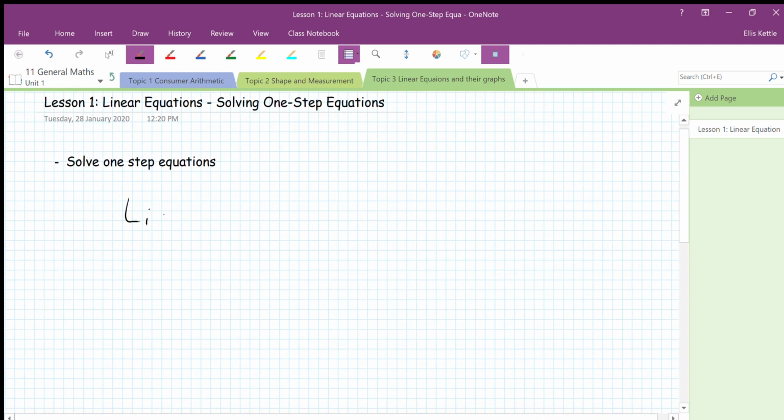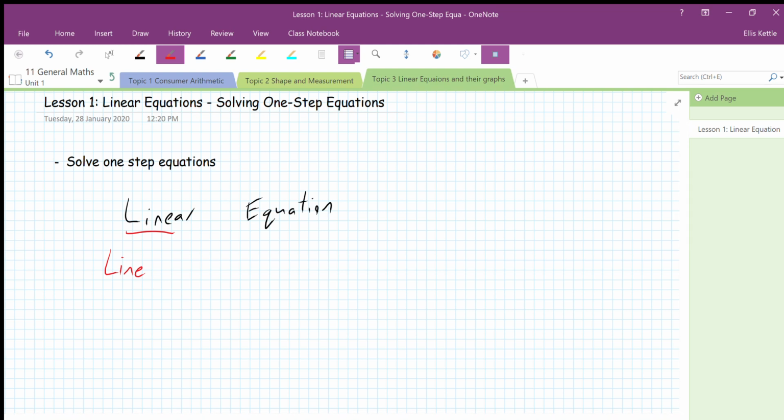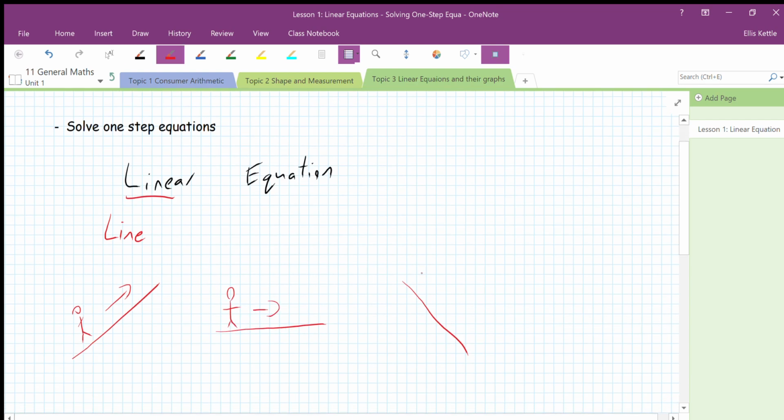So, linear equation, right, it's two words, and each one is broken down from a different place. So linear comes from the word line, right? And a line is something that is straight and has direction, right? It can slope upwards, or it could be flat, or it could be downwards. And we can think about that in the sense of a person walking up, walking flat, or even walking down. So these are all lines.